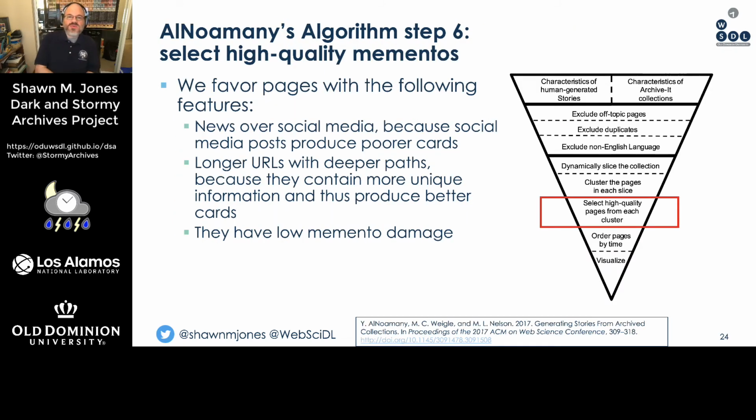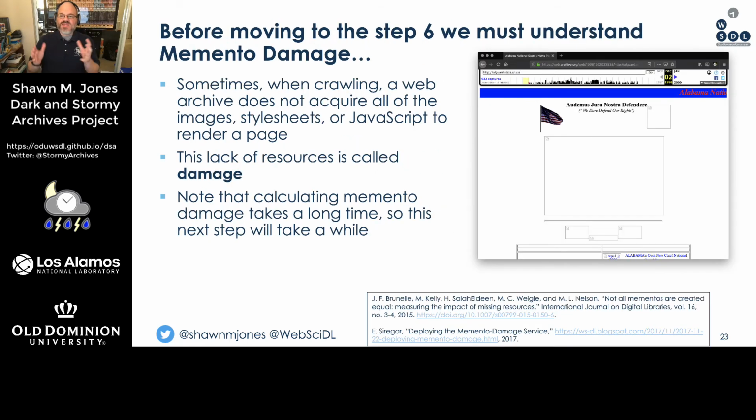Now, Al-Nomani's algorithm step 6 is to select high quality mementos, and we're trying to favor pages that are news over social media, because social media posts produce poorer stories; longer URLs with deeper paths, because they typically contain more unique information and thus produce better cards. And finally, they have low memento damage. We want our patrons to view the mementos in our collections that look more complete and less like this.